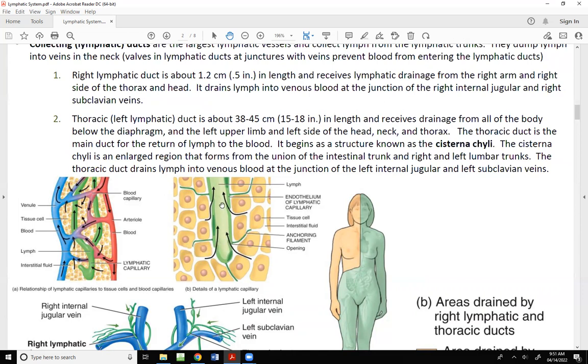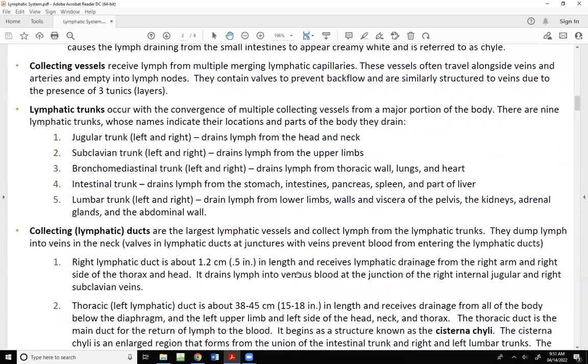Whereas if the pressure builds up higher here than it is out here, that little gap closes and thus prevents the lymph from flowing back out.